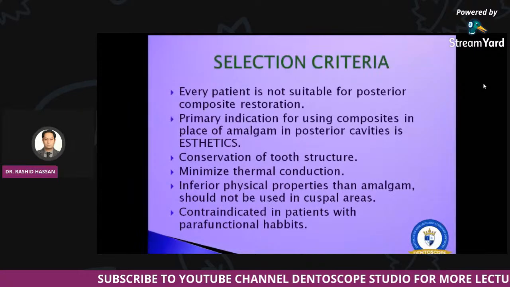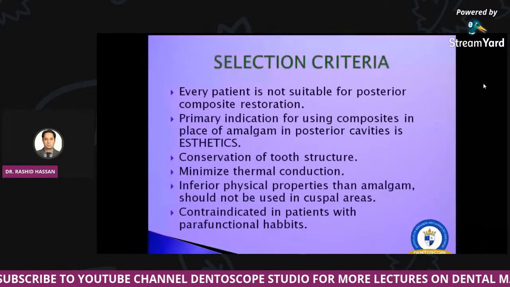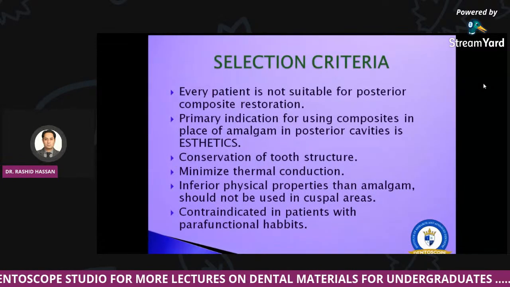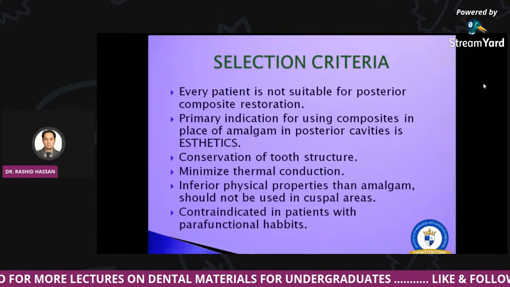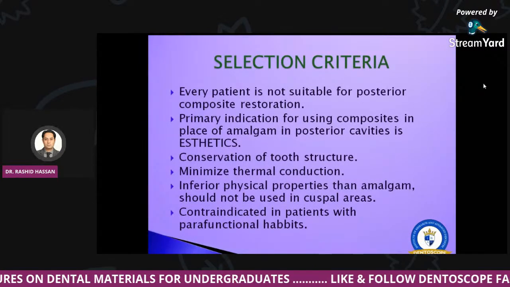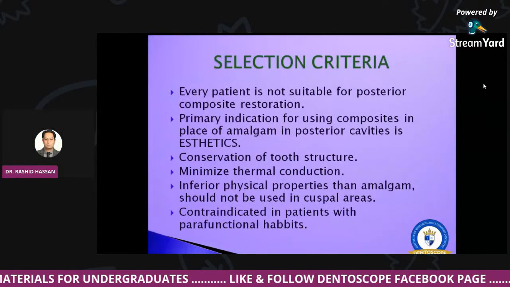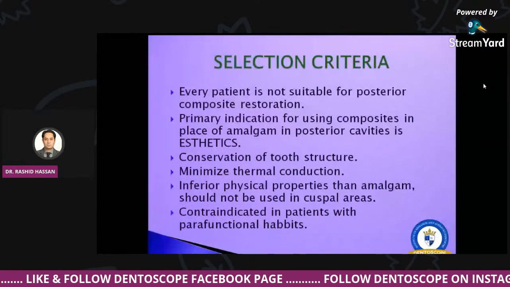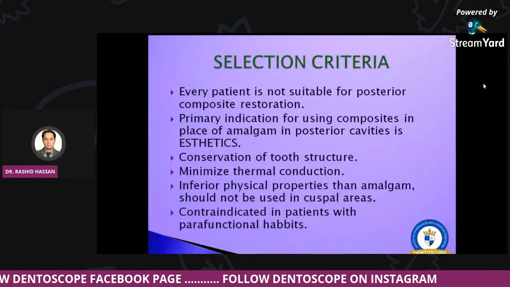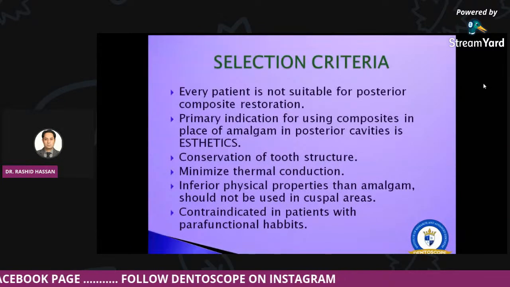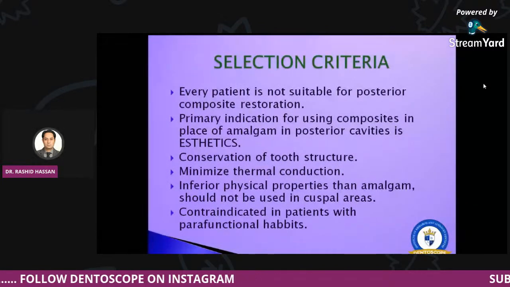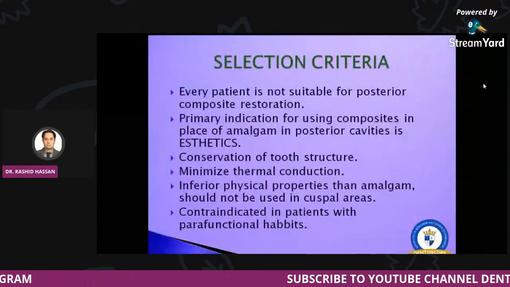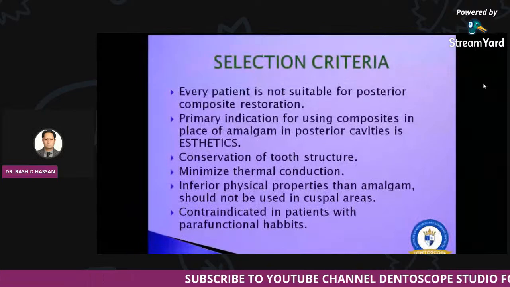You extend the cavity wall into the normal tooth structure. You cut down the normal tooth structure as well. So in the case of dental composite, the tooth structure is conserved. You only remove the carious part and do not drill the normal tooth structure. So the tooth structure is conserved, and that's also a plus point for the dental composite restoration.